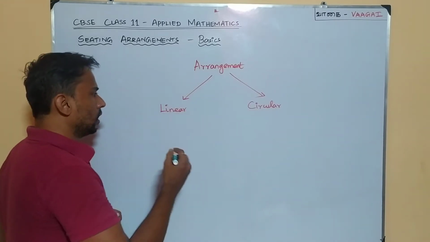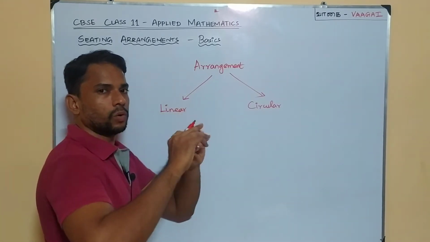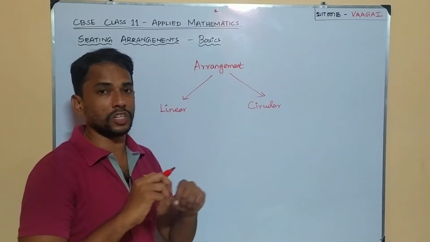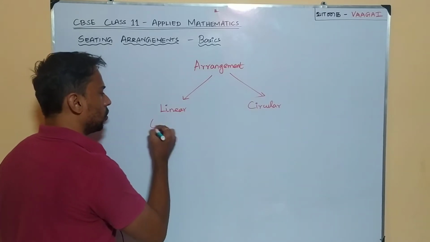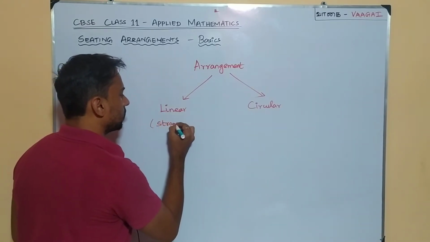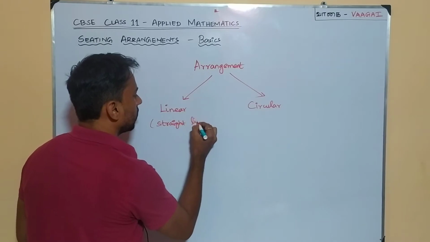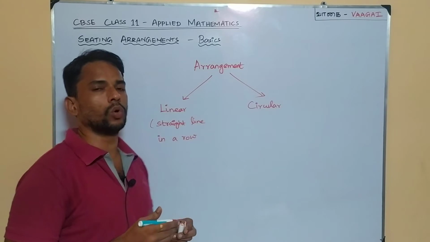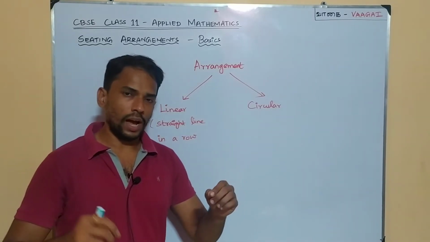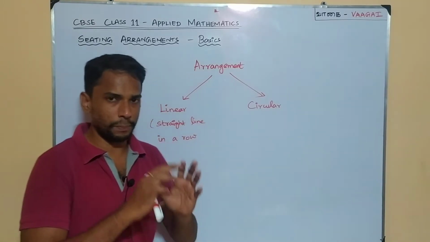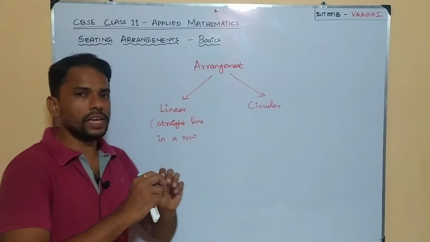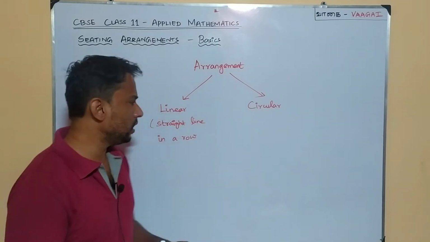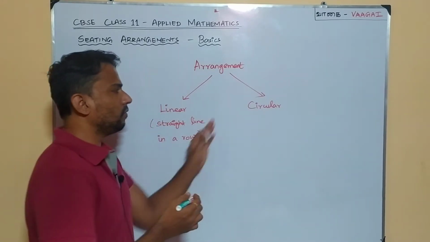So a group of people will be there, and those people should be arranged in a straight line, in a straight row. That is going to be the condition. I can write it like this: straight line, or otherwise in a row. So you need to arrange the group of people in a straight row, and they will give the conditions based on which you have to arrange the people in a linear way, and that is the reason this is named linear arrangement.